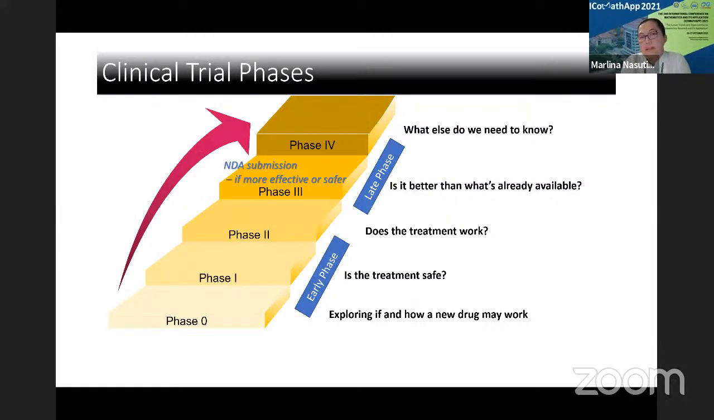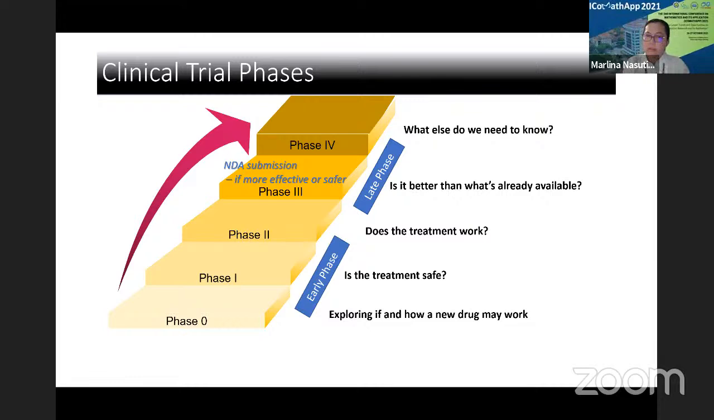Now, in the US, these clinical trials are divided into phases, starting from phase 0 through phase 4, sorry. But again, here I would like to emphasize that even though I include phase 0 here, it is just an exploratory step that is not required as a part of the approval process of a new drug. So what is required are phase 1 through phase 4.